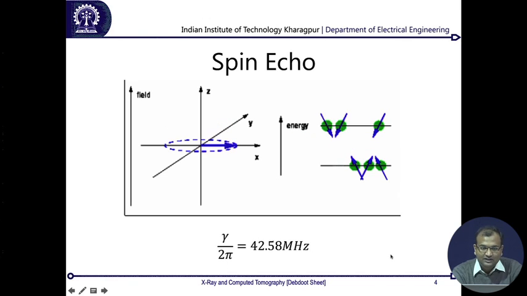Okay. So if I give 1 tesla of magnetic field, the gyromagnetic ratio is 42.58 megahertz per tesla. So the whole angular frequency will be 42.58 megahertz times 2 pi, which is the total frequency at 1 tesla of field.